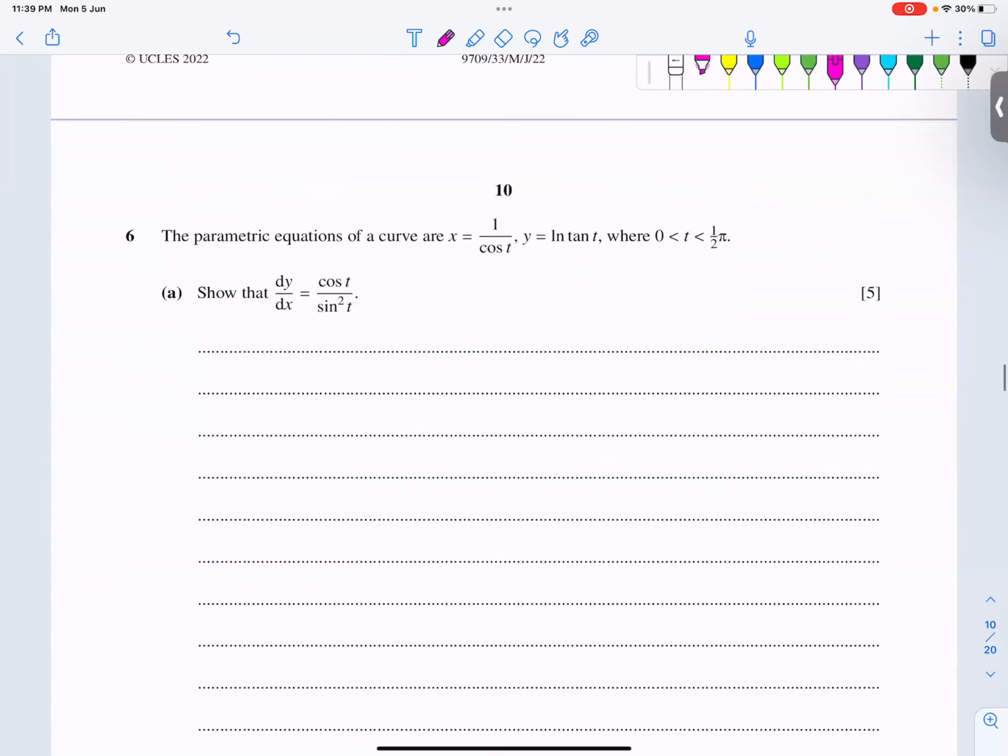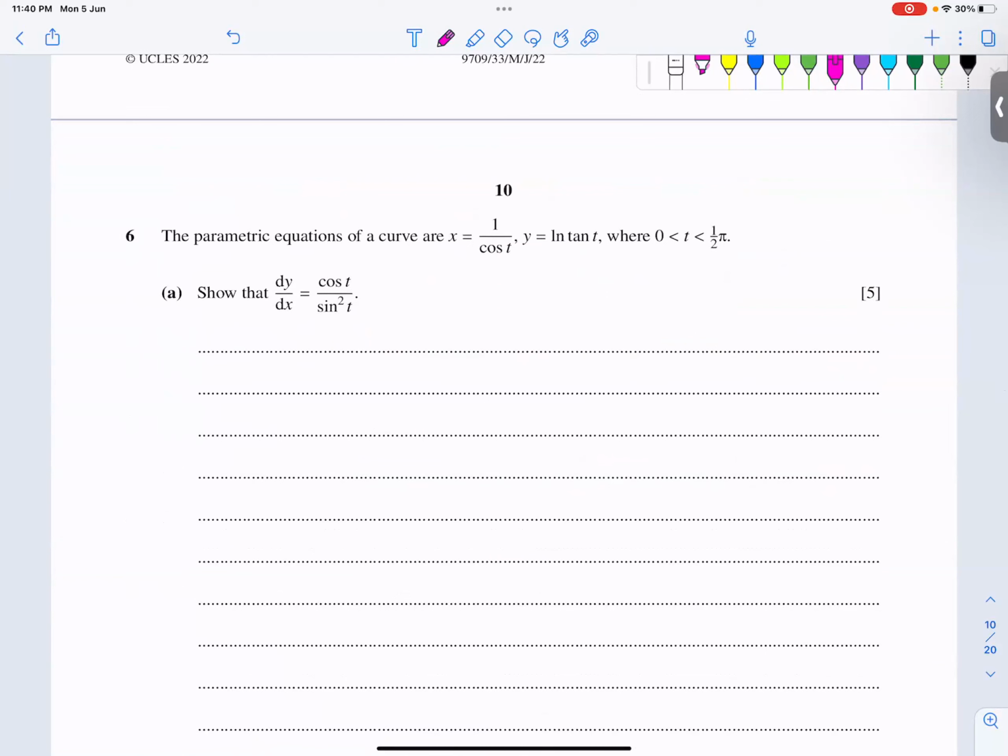Moving to question 6. The parametric equations of a curve: x is equal to 1 over cos t, y is equal to ln tangent of t, where t lies between 0 and pi by 2. Show that dy by dx is equal to cos t divided by sine squared t.